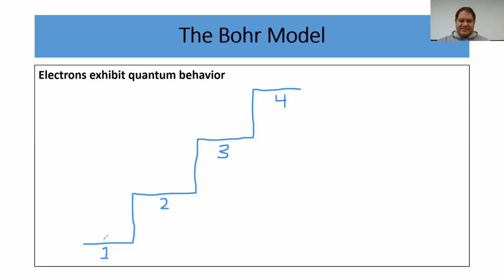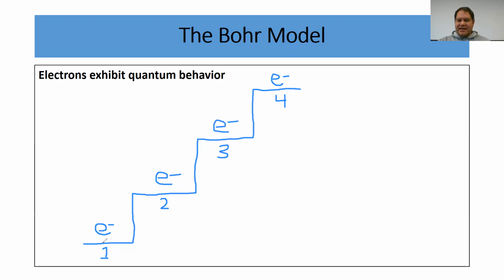So in other words, he's going to say an electron can exist at what he would say step 1, or it can exist at step 2, or an electron can exist at step 3 or step 4 and so forth. But an electron can never exist in between step 1 and step 2. It just certainly cannot do so. By doing this, it is saying that the electron has a fixed quantity of energy.